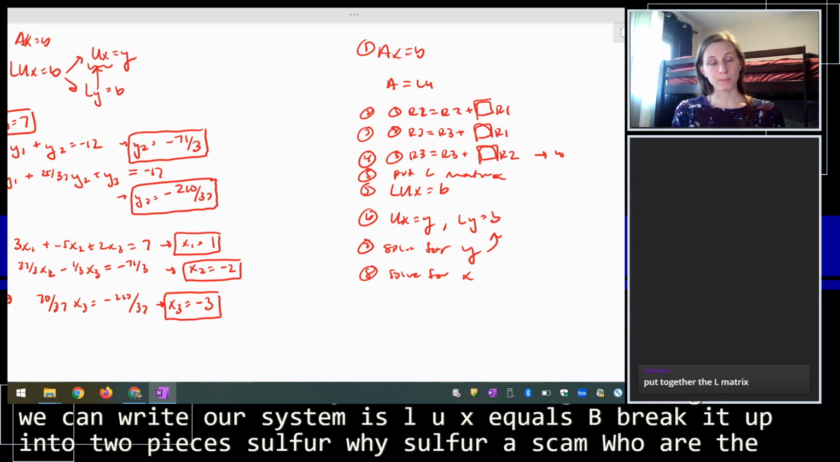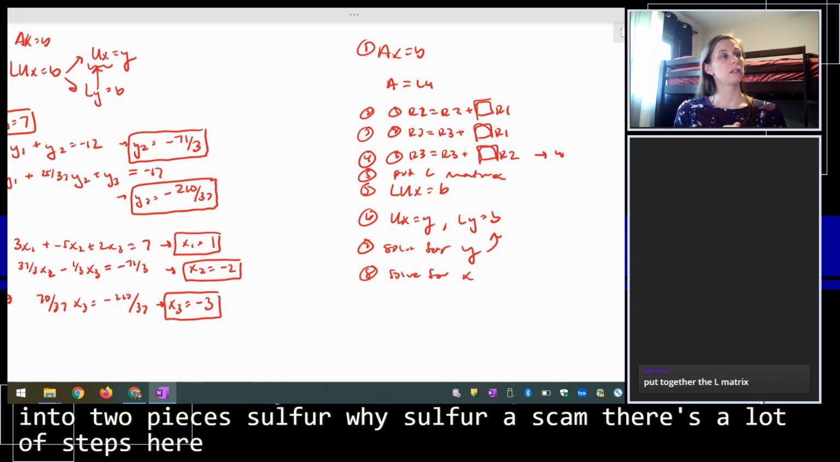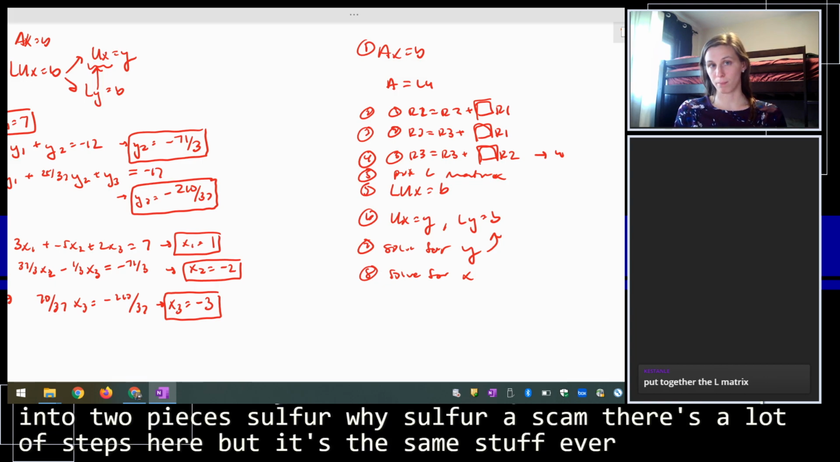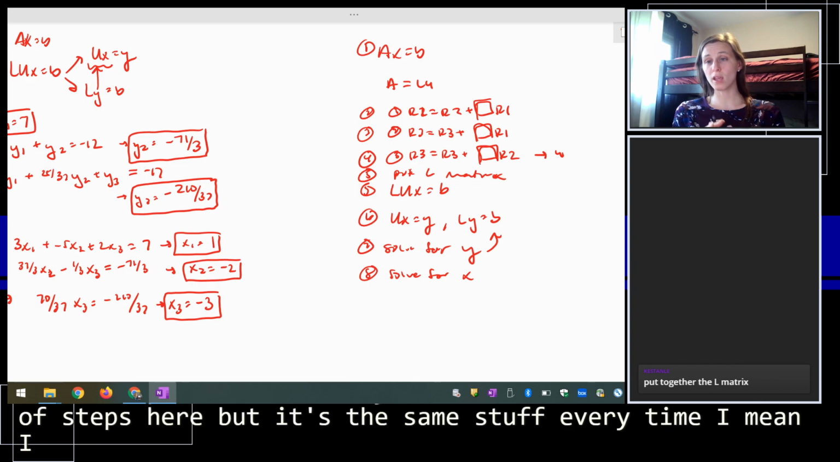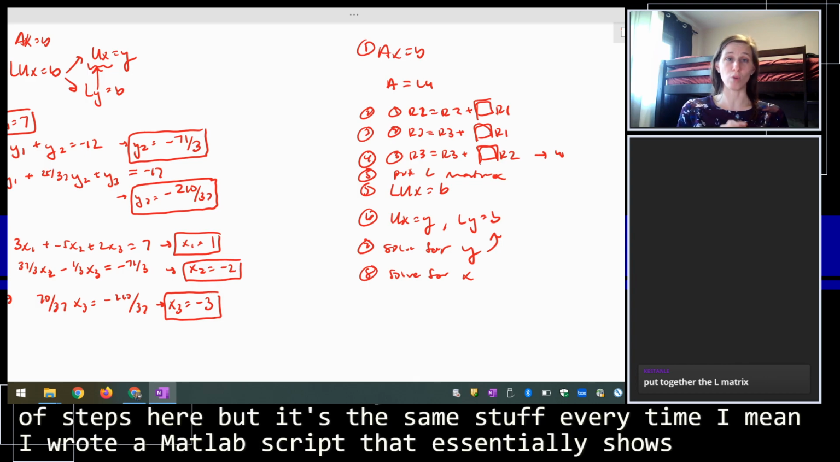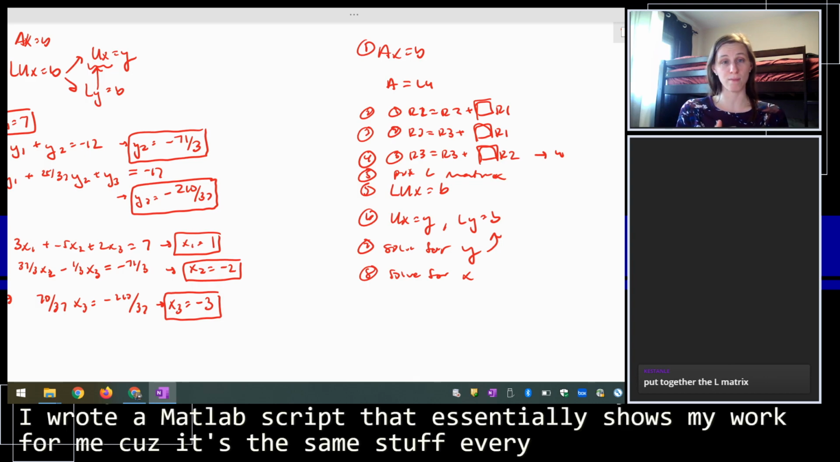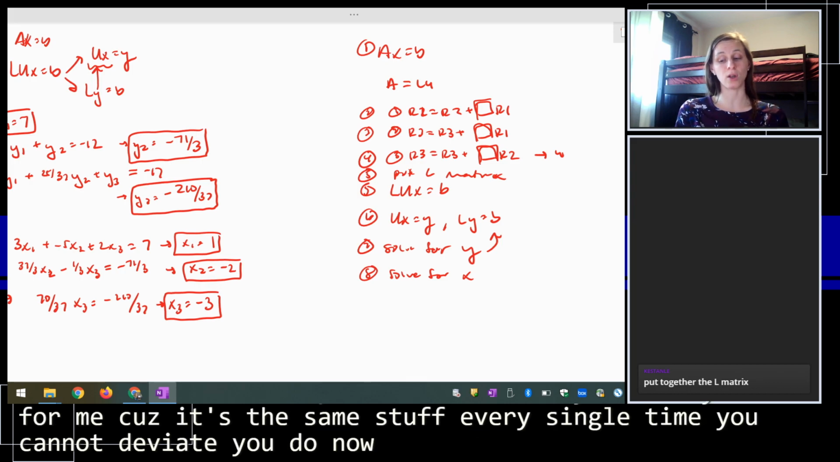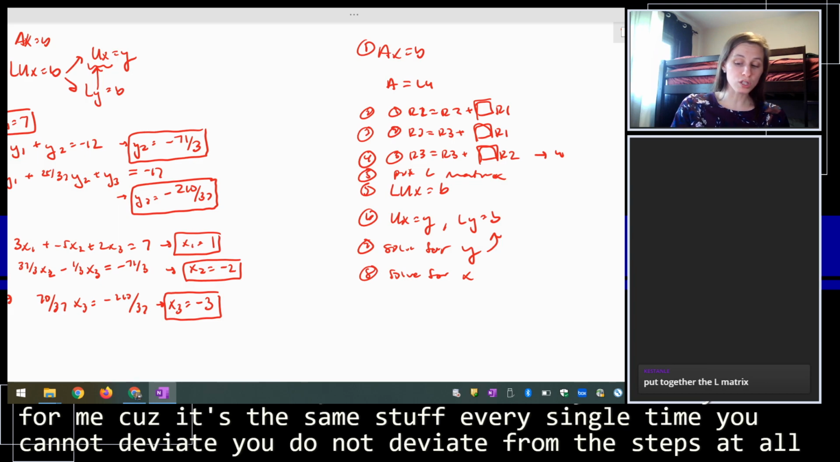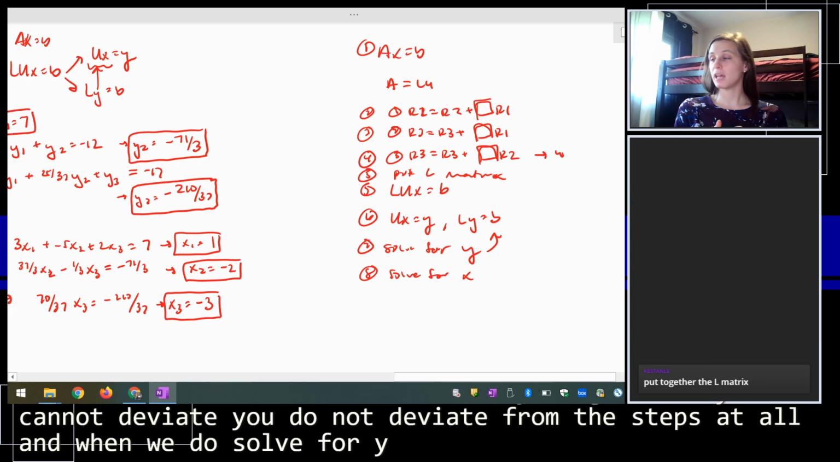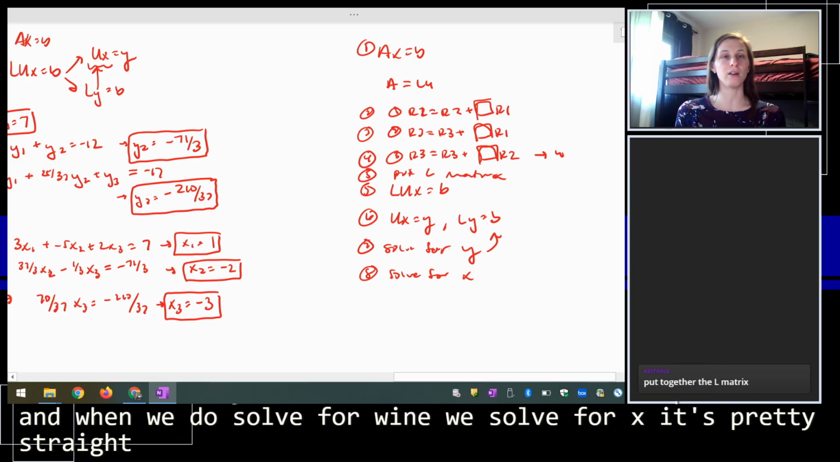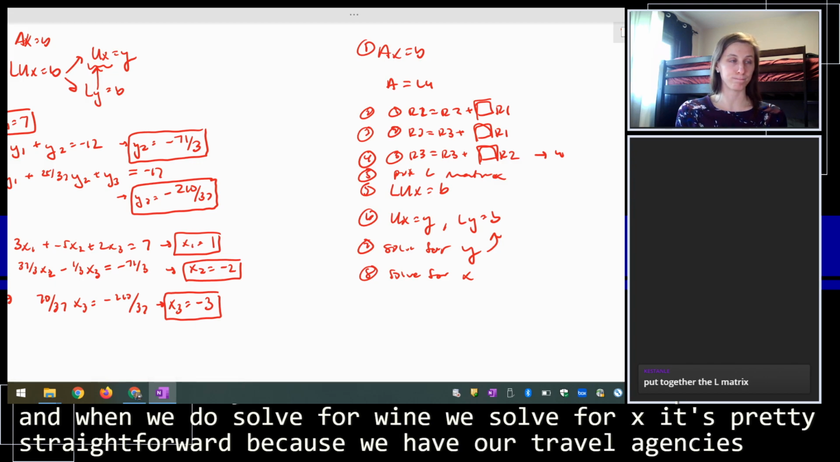So there's a lot of steps here, but it's the same steps every time. I mean, I wrote a MATLAB script that essentially shows my work for me because it's the same steps every single time. You cannot deviate. You do not deviate from these steps at all. And when we solve for Y and solve for X, it's pretty straightforward because we have our triangular matrices.